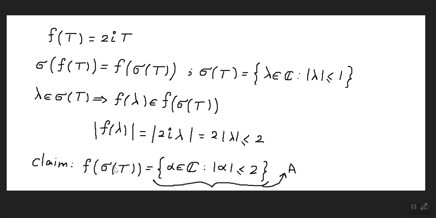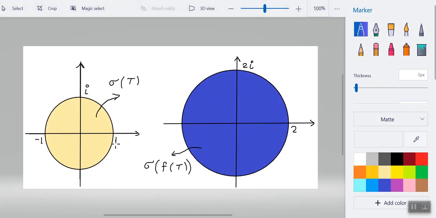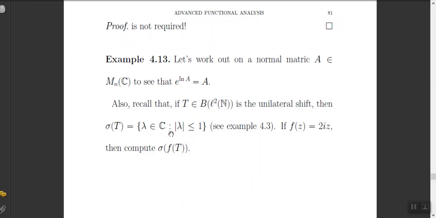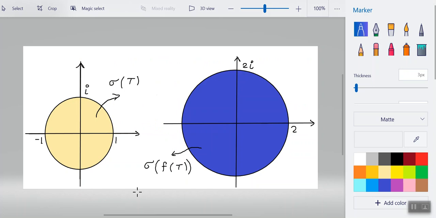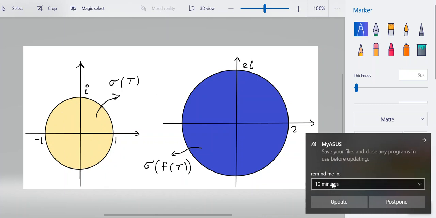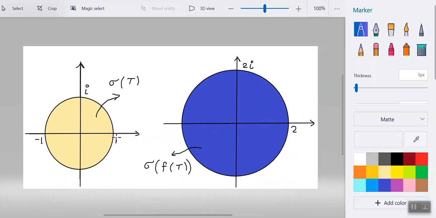And regarding this claim, let me give you this picture. This is the spectrum of t, you can see. Look at here, the spectrum of t: all scalars such that the absolute value of lambda is less than or equal to 1. What does it mean? It means the interior and the boundary of this unit circle centered at origin.